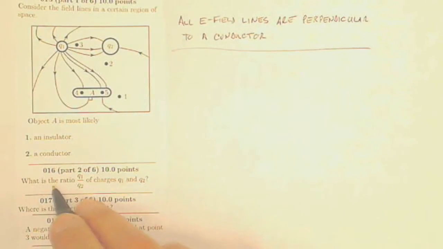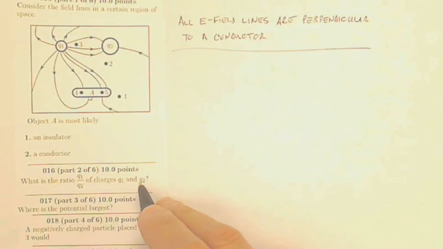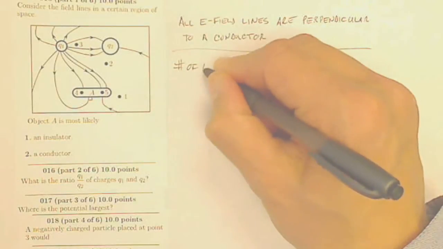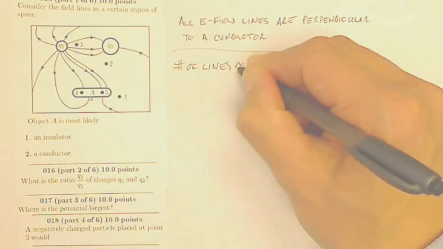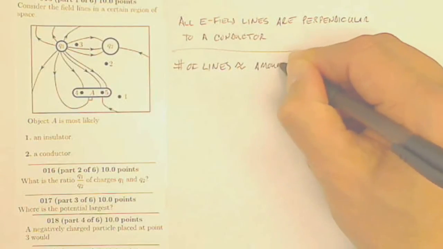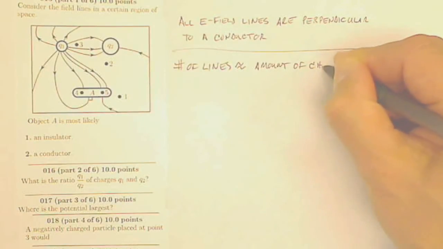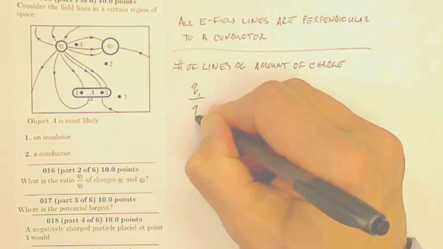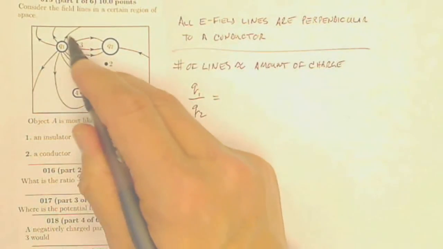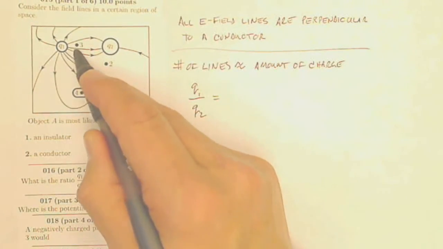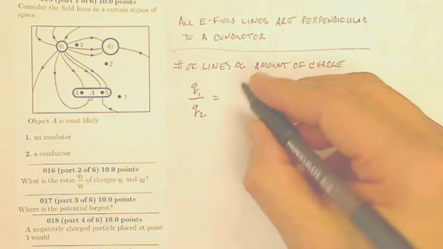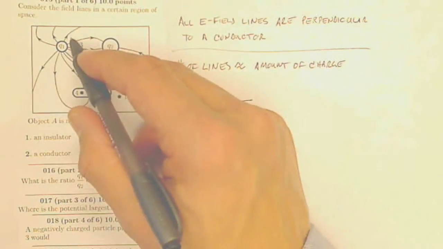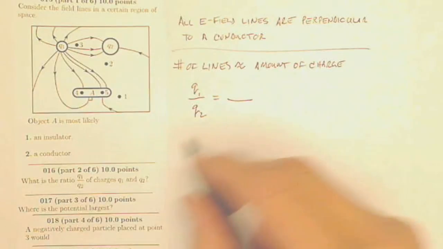Number 16 says, what is the ratio Q1 over Q2 of charges Q1 and Q2? Another thing we know is that the number of lines is related to the amount of charge. So if you want to find the ratio of Q1 over Q2, you count the number of lines in and out of Q1: 1, 2, 3, 4, 5, 6, and so on. Then you count the number of lines out of Q2: 1, 2, 3, 4.